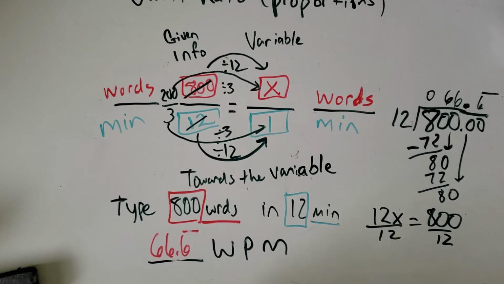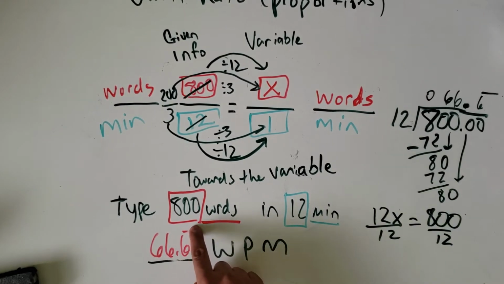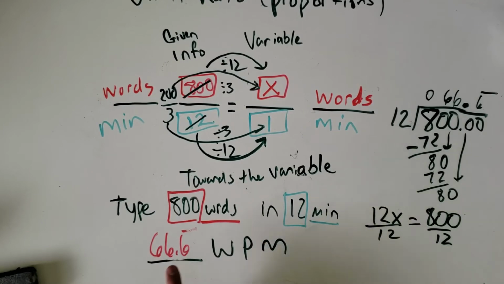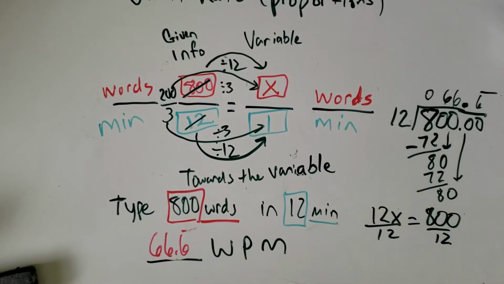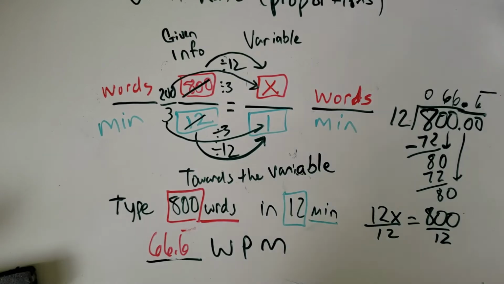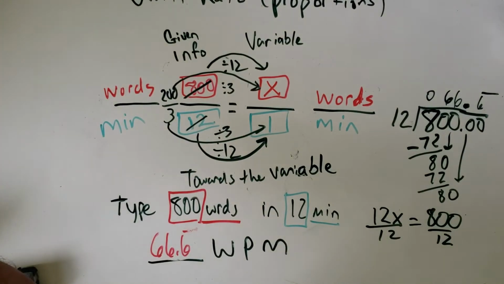Okay? So we divided everything, and I got 66.6 repeating words per minute. So that is my unit rate for this person who's typing. So in 12 minutes they typed 800 words, but in 1 minute they can type 66.6 words, which is pretty quick. Okay, all right, now we're going to do another one.